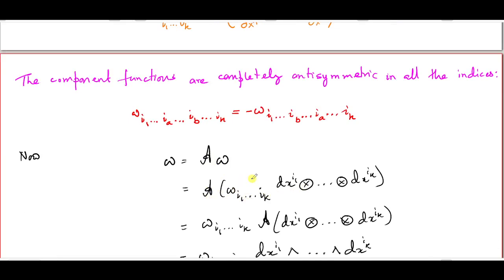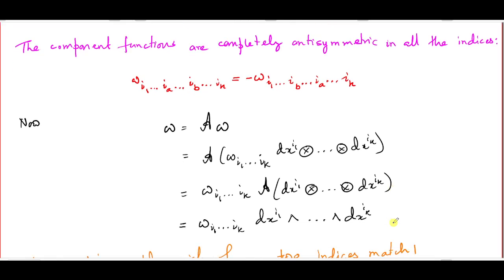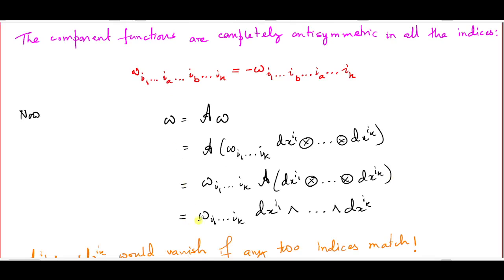This is of course a function, times dx I1 tensor product with dx I2 up to tensor product with dx Ik. So you are going to end up with omega I1 through Ik being pulled out. That's just a function, it's pulled out, with the alternator acting on this tensor product. But we have already seen before that this is nothing but the wedge product of dxi1 with dxi2 with dxik. So omega is omega I1 through Ik, dxi1 wedge dxi2 all the way up to dxik.